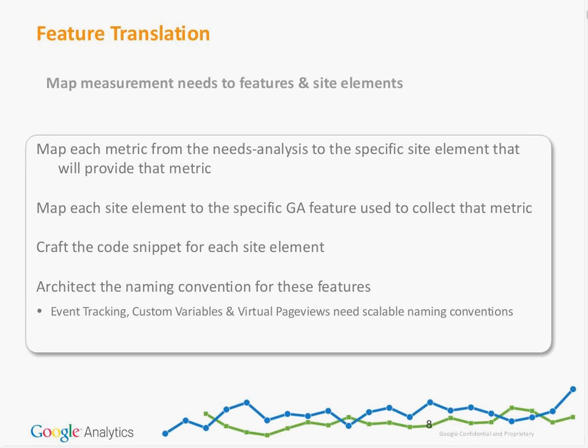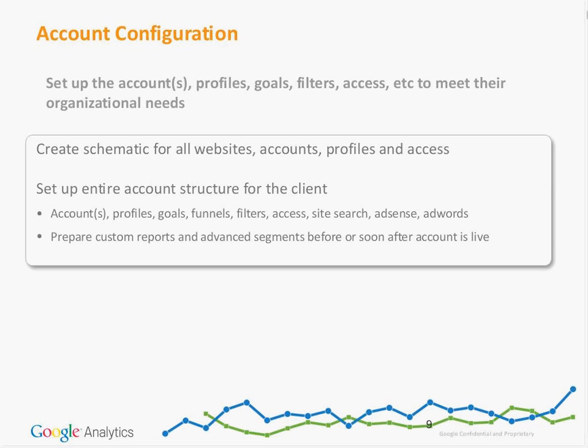Right? So this is having a great command over the tags available within GA. Unfortunately, due to the nature of the simplicity of the tag structure, we try to make this as easy and flexible as possible. Right? We only have a handful of tags that are available, but you go through and map all those site elements to the specific GA feature used to collect that metric. And again, you'll see more robust examples of this once we get into the actual implementation guide.